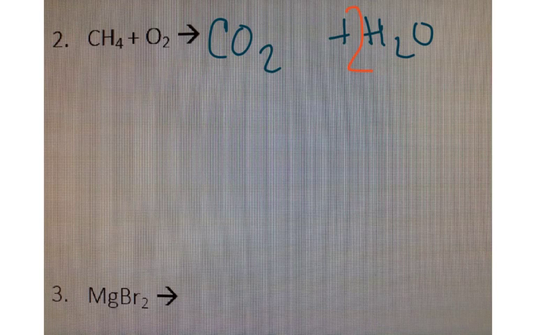You're going to put a 2 in front of the H2O, which gives you 2 oxygen, and then you're going to need to put a 2 in front of this oxygen, so that you have 4 oxygens on the left, 4 oxygens on the right, 1 carbon, 4 hydrogens on the left, 4 hydrogens on the right.